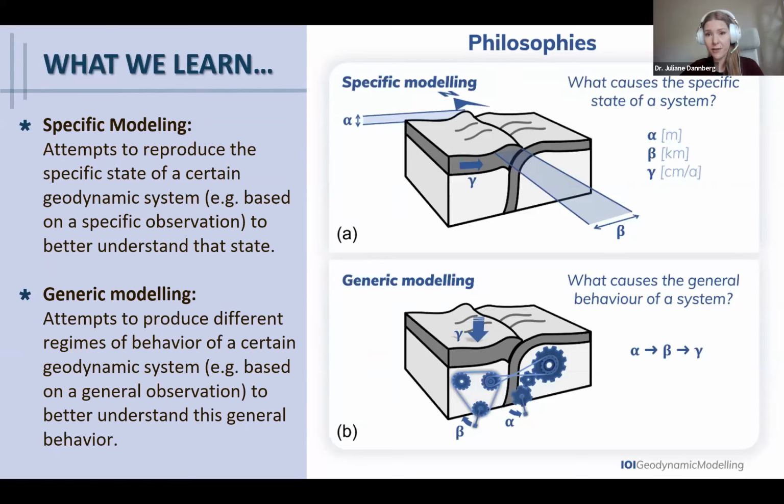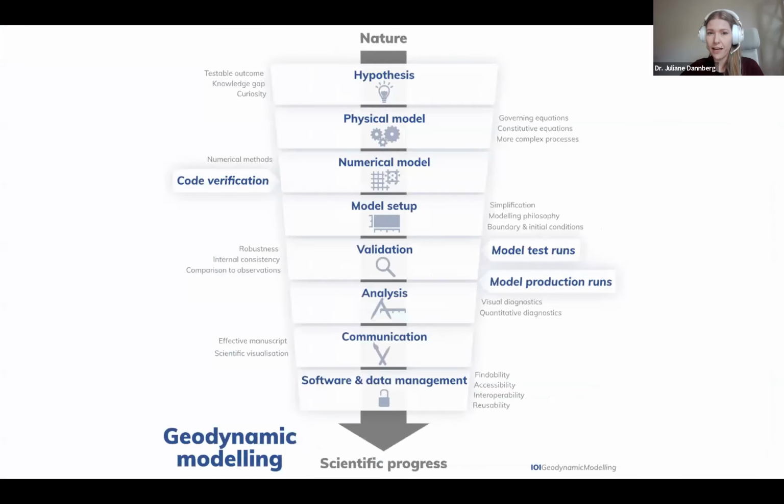Based on the question that we want to answer, we would pick one of these modeling strategies, and then the general workflow of a modeling study could look like this. If we know what question we want to answer, or what hypothesis we want to test, the first step would then be to select a physical model.